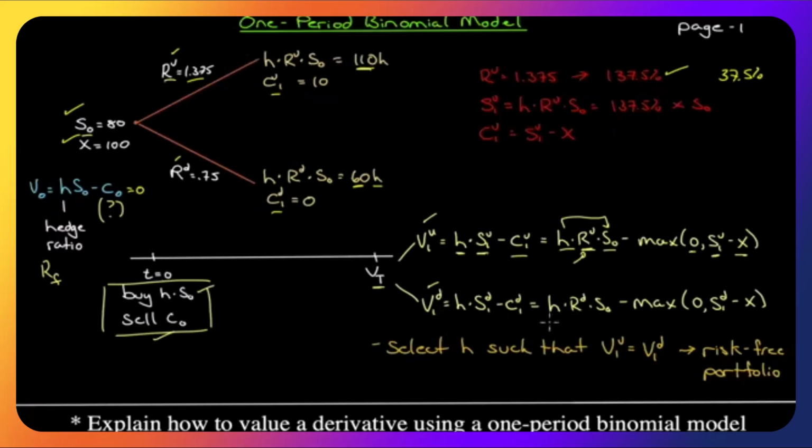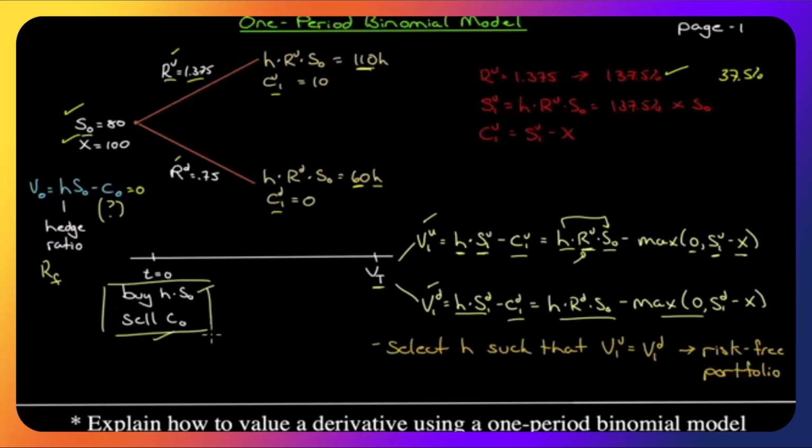And on the down move, it's basically the same thing that we're doing here. Here's our stock position minus the call. And we could just expand that out. RD times S0 will get us to 60. And we have H shares of that minus the maximum of either 0 or ST minus X. Here it'll be 0.